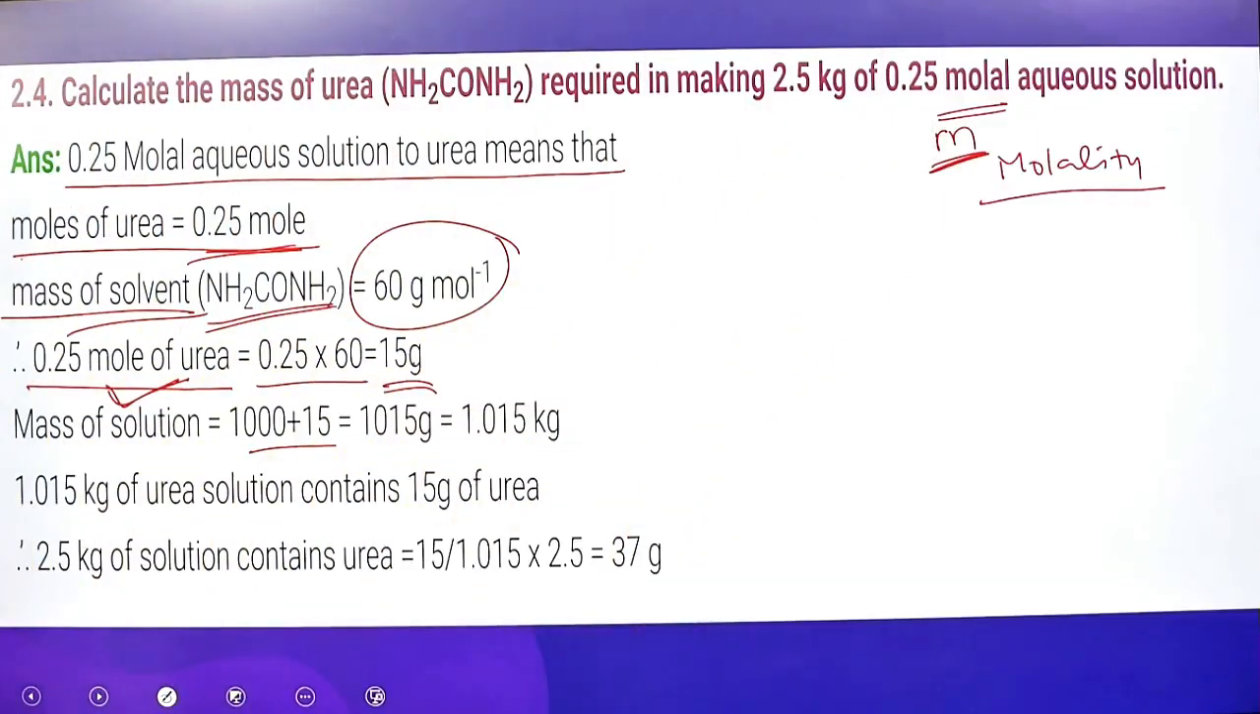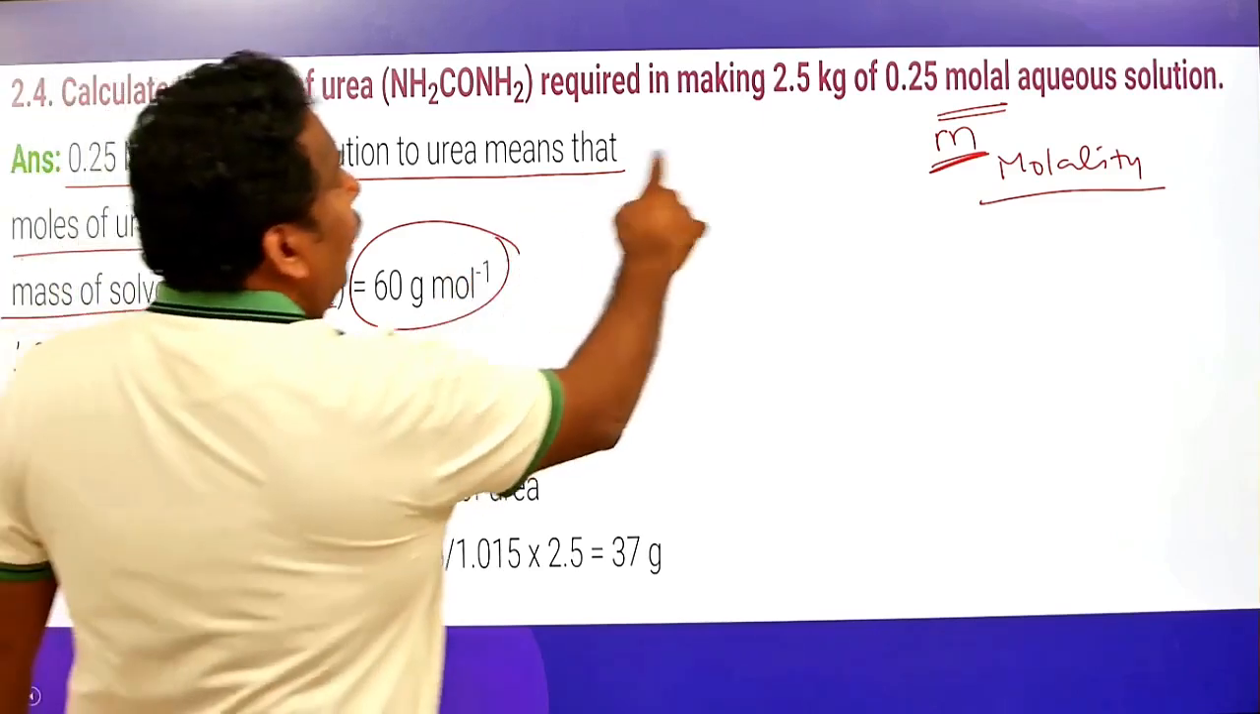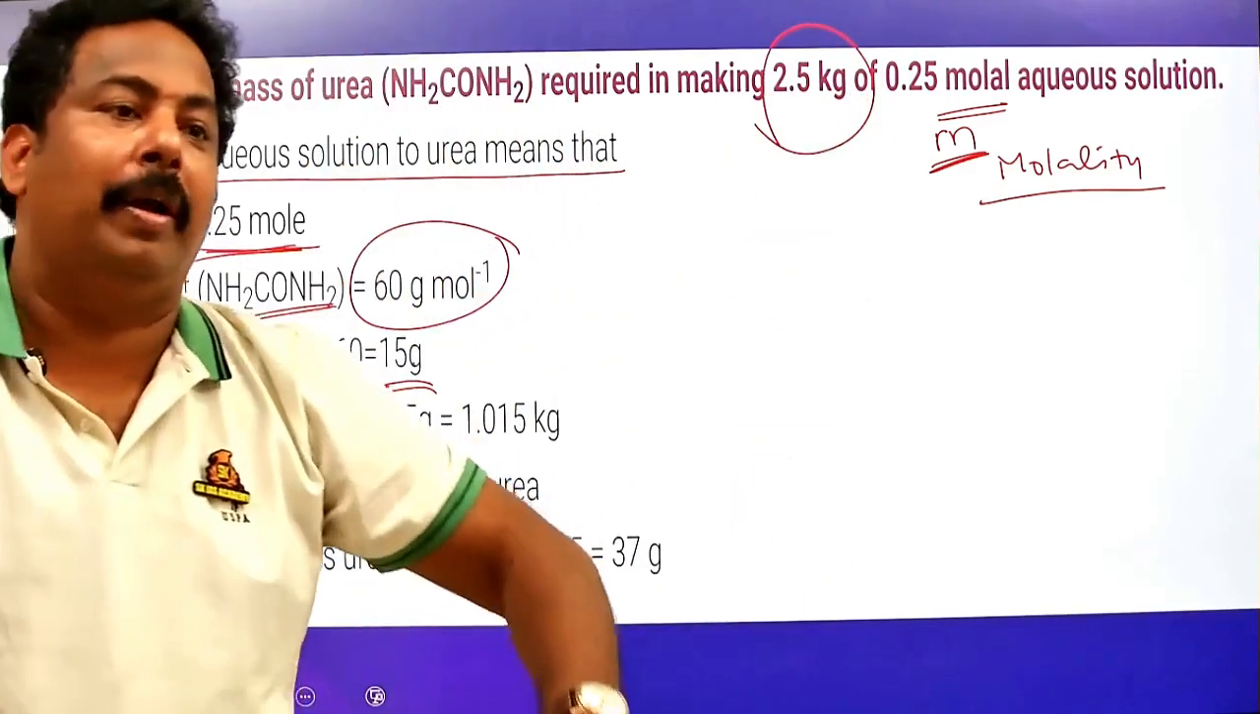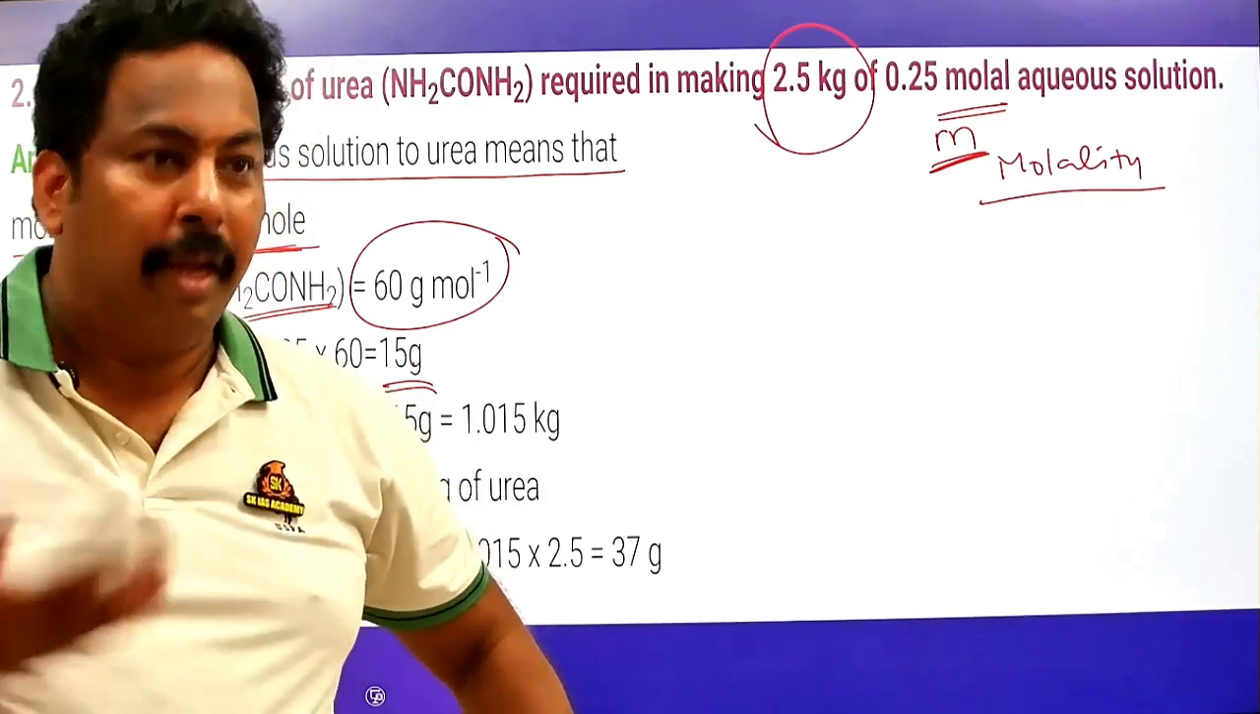Calculate the mass of urea required in making 2.5 kg. That means 2.5 kg is the result. But you are doing the reverse calculation. The moles are given, they are asking for the mass. It's not in making totally, ma. The total must be 2.5 kg, including that mass.